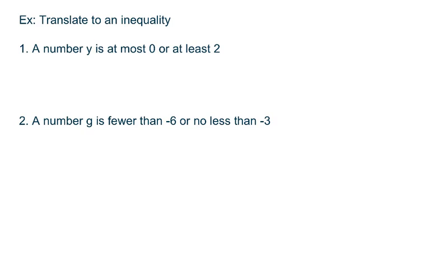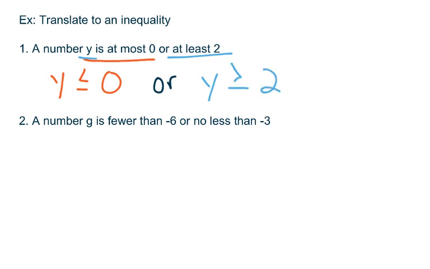A number y is at most 0 or at least 2. Now with or inequalities, there's not a way to shorthand this. Okay, so we're just going to have to write the word or and go from there. Okay, so a number y is at most 0. So we're going to have y at most 0 means less than or equal to 0. Then we're going to need the word or, and then we got another part, at least 2. And again, we're going to use y. So we're going to have y at least 2 means greater than or equal to 2. And that's your answer right there.